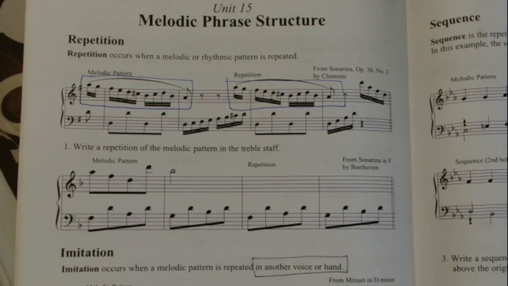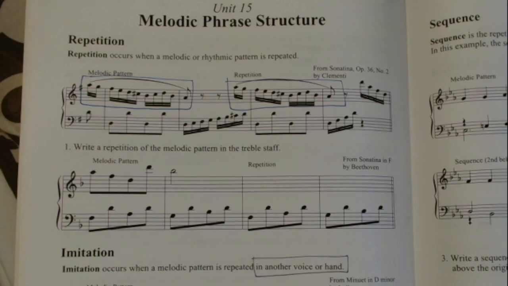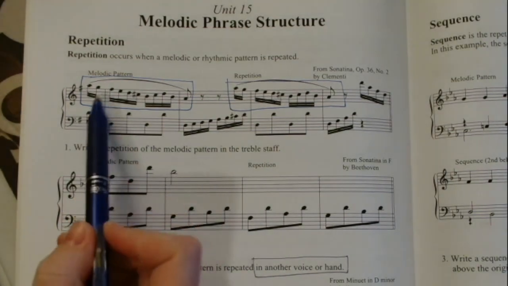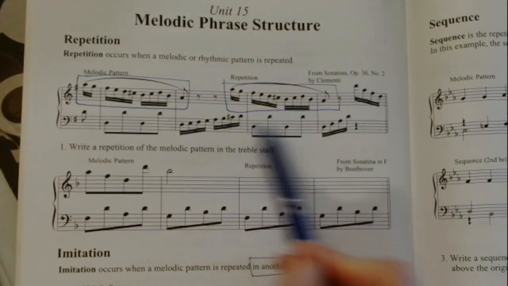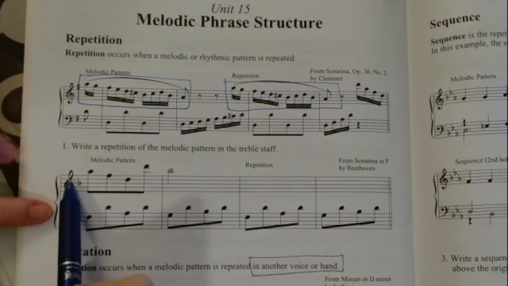This is Unit 15, the melodic phrase structure of the Keith Snell and Martha Ashley Fundamentals of Piano Theory Level 4. And we'll talk about repetition, imitation, and sequence. So repetition is when you're taking a melodic or a rhythmic pattern and repeating the exact same pitches and rhythm. And that's what we're going to do with the first example here.